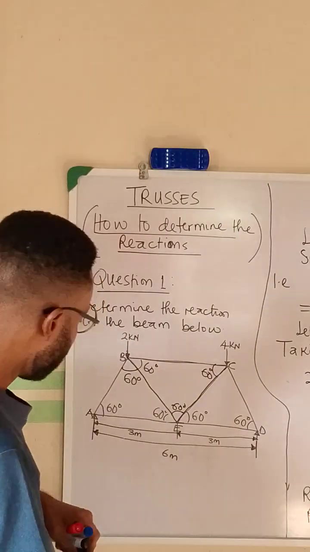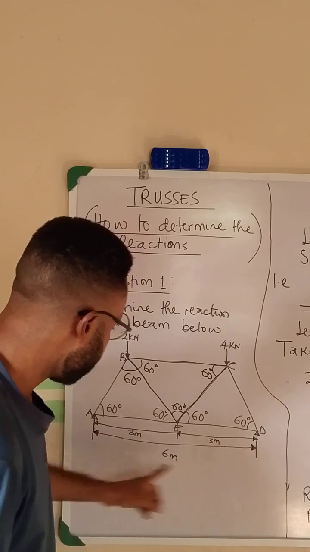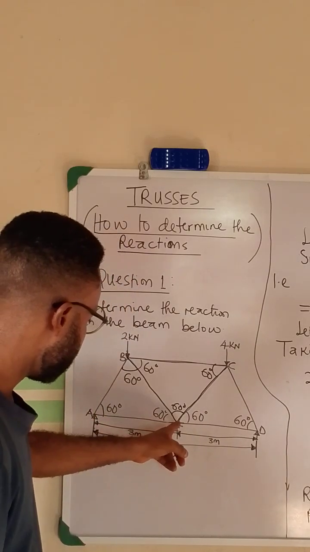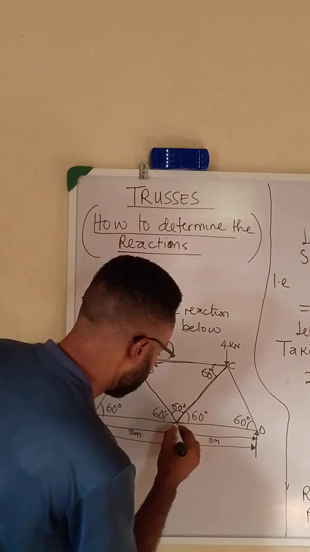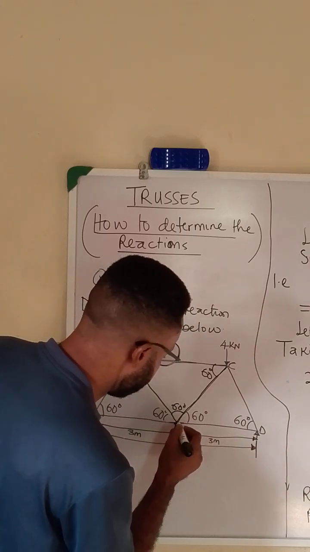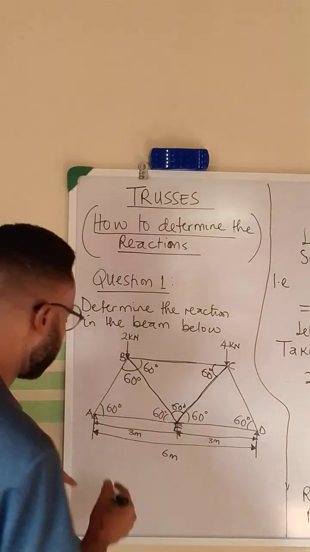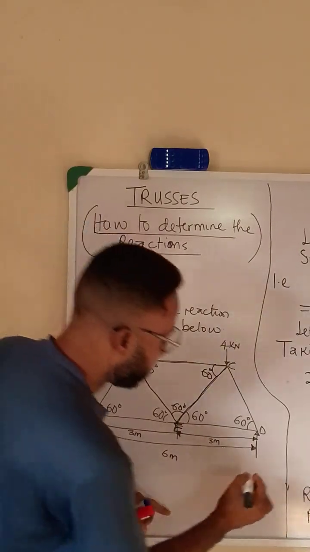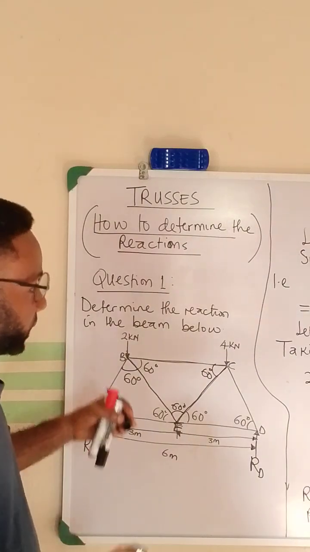Okay, since we've gotten this, we know that the entire length is given as 6 meters, and from point A to point B is 3 meters, and from point E to D is 3 meters. Since we are asked to determine the reactions, we can call this RA, the reaction at A, and call this RD, the reaction at D.